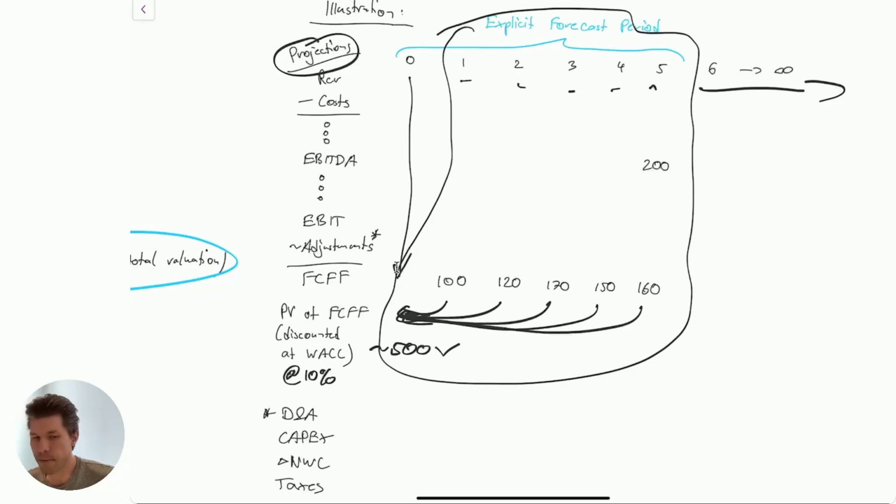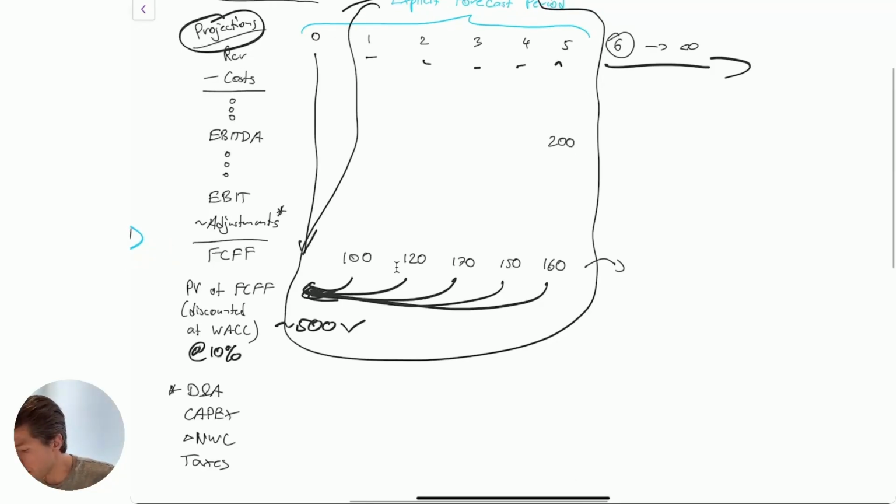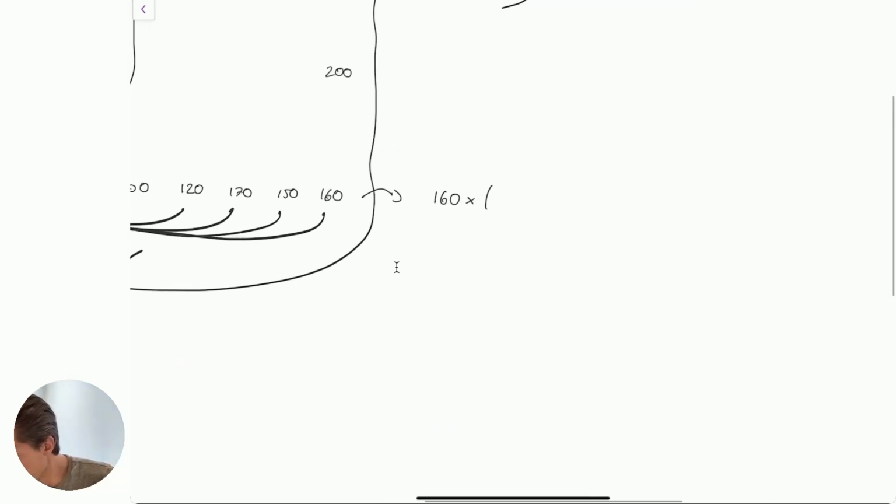However, the business generates more cash flow after the explicit forecast period. So rather than doing all the projections again in year 6, 7, 8, 9, we use terminal value. We try to estimate our year 6 free cash flow, which is quite easy: 160 times (1 plus g). If we use g of 2%, then 160 times 1.02.